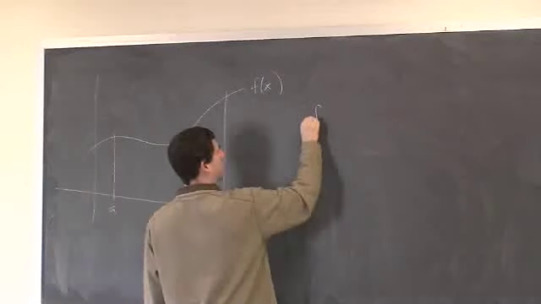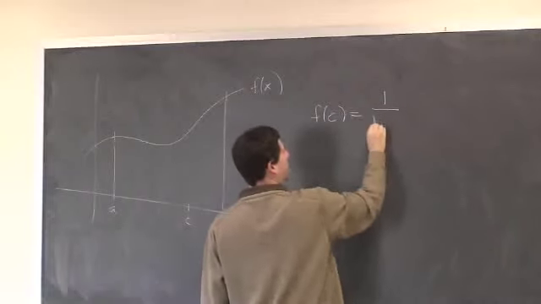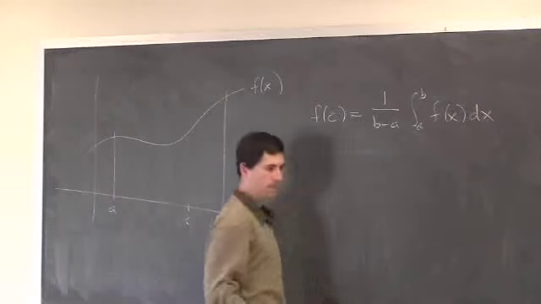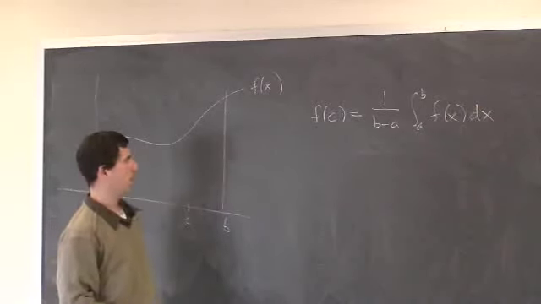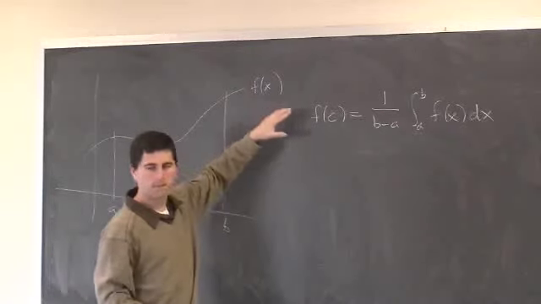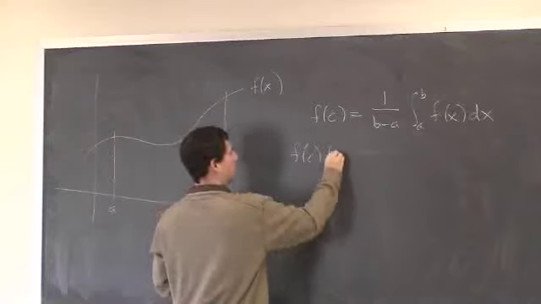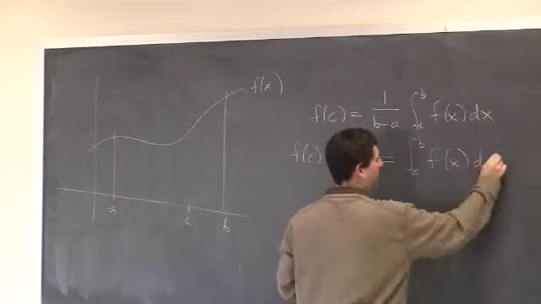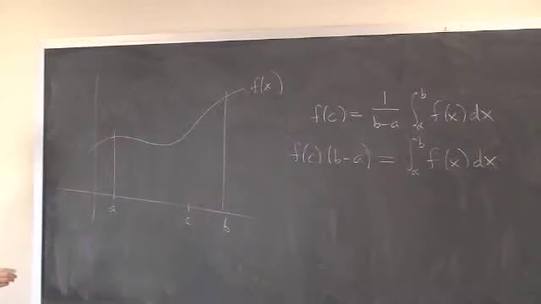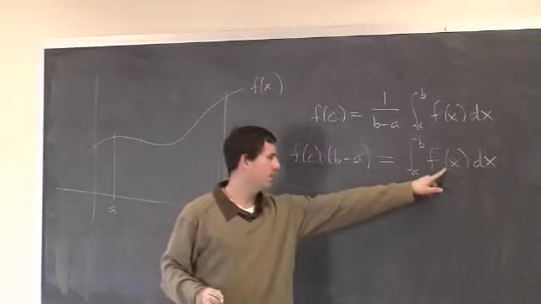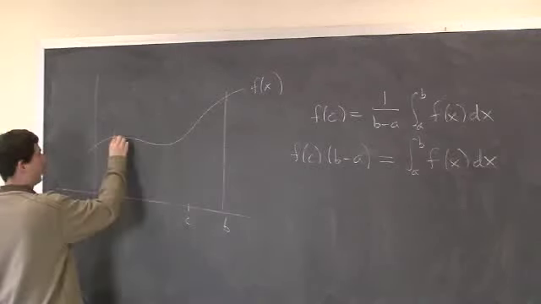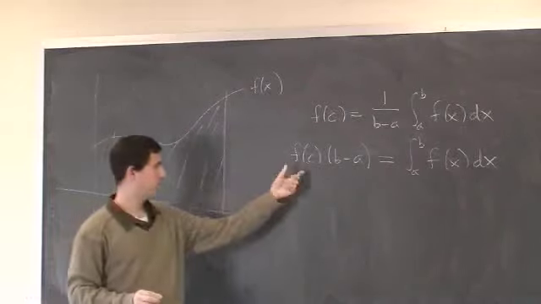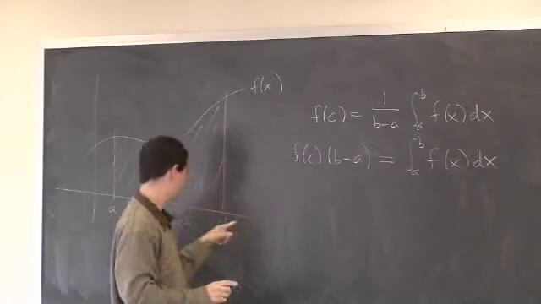So we know that f of c should equal 1 over b minus a times the integral from a to b of f of x dx. Now let me just move this b minus a to the other side. So I get f of c times b minus a equals the integral from a to b of f of x dx. So I now know that the area under this curve equals just the product of two little numbers. And one of them is just the length of this interval.